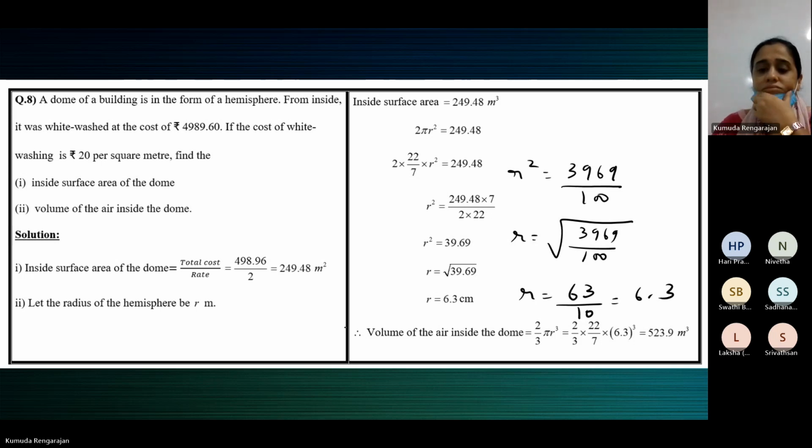Now for the radius, how did you find the radius? Because CSA we knew. 2 pi r square is equal to 249.48. When you work that, you find the value of r. And use this value of r to find the volume of air inside the dome. So 2 by 3, this is hemispherical, 2 by 3 pi r cubed.